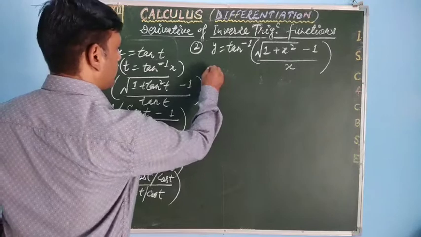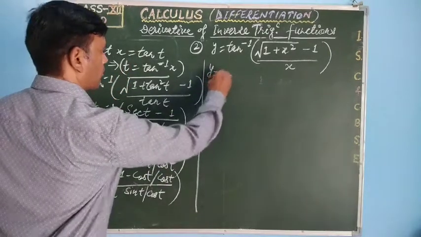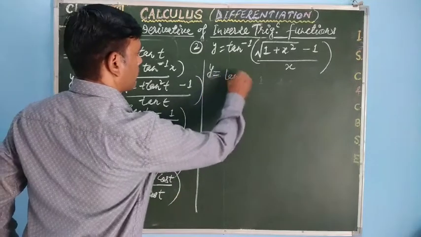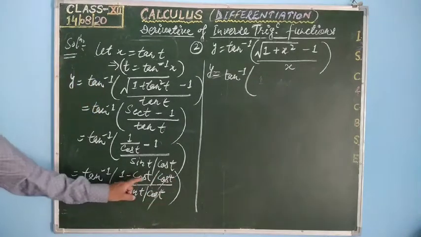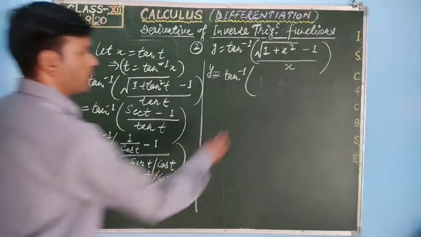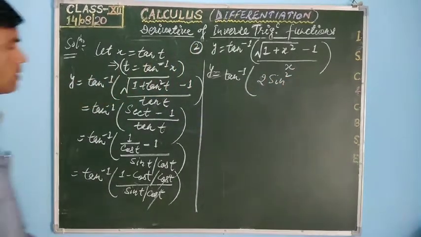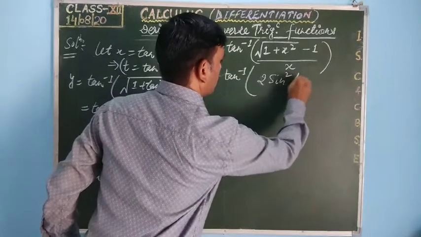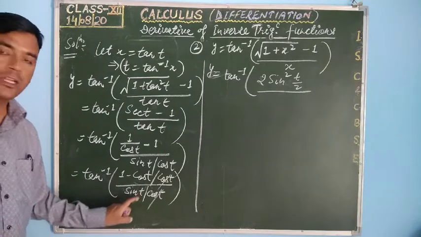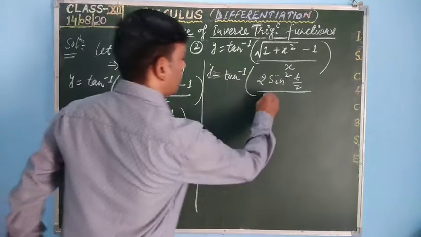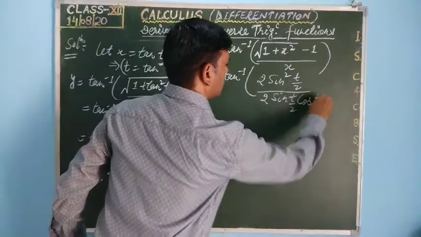Further solving this, we get y equals tan inverse, the denominator is cancelled out from both sides, and 1 minus cos t is there, so we use the formula 2 sin square t upon 2, upon, in place of sin t, we can put sin 2(t upon 2), so it becomes 2 sin t upon 2 cos t upon 2.